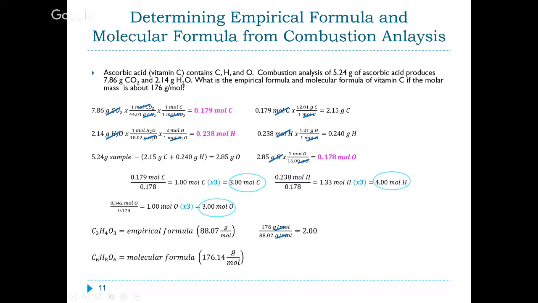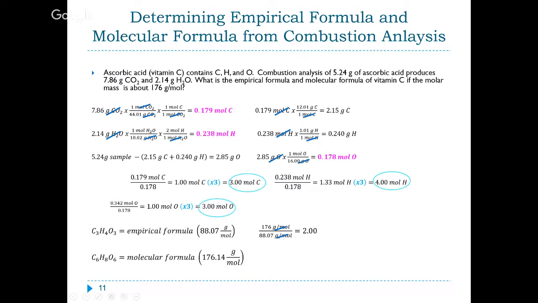I take those moles and I turn them into subscripts. C3H4O3. This is my empirical formula. I can find the molar mass of this substance by going 3 times 12.01 plus 4 times 1.01 plus 3 times 16.00. That is where this value came from.